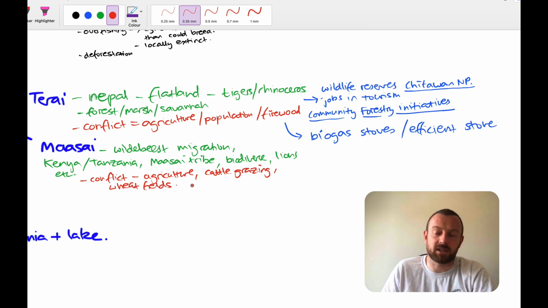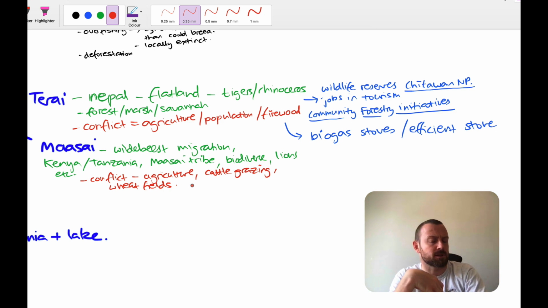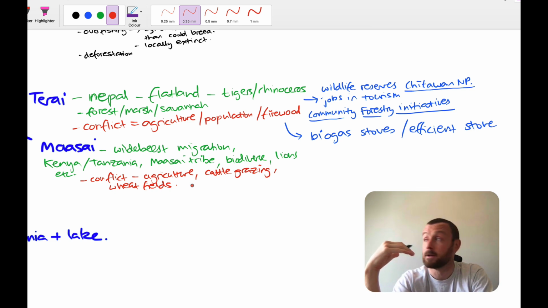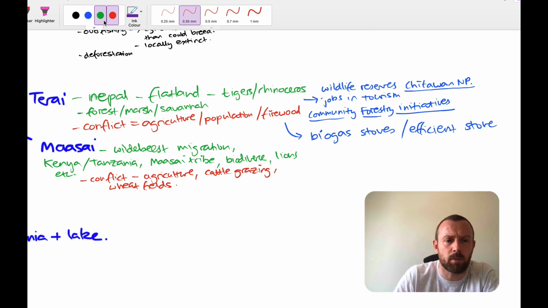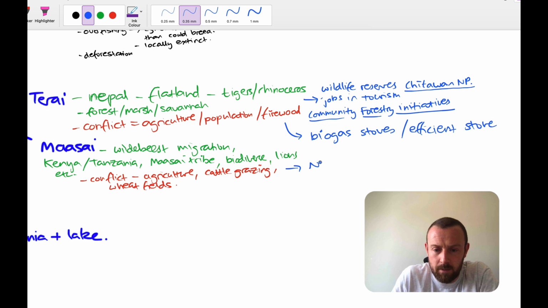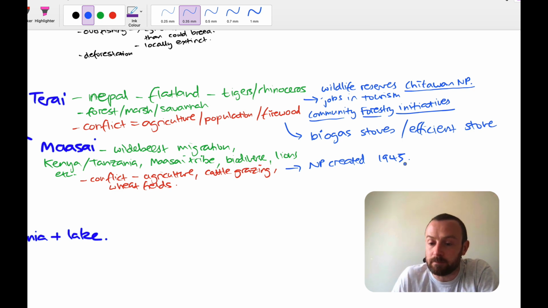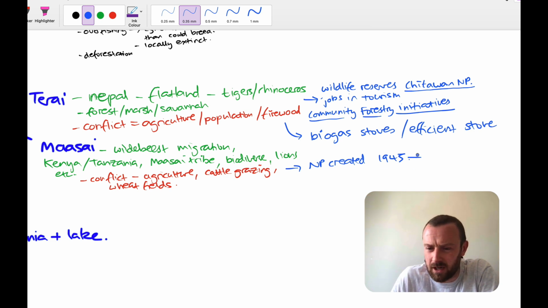So cattle grazing is one thing, because you can have cattle grazing on land for parts of the year and then move them off for other parts of the year when the wildebeest are there. But converting some of the land to wheat fields has more of a negative impact on the biodiversity. So the national park was created in 1945, but from 1945 up to really the early 2000s, the area for free roaming wildebeest shrunk.